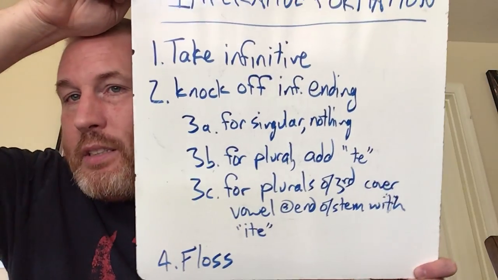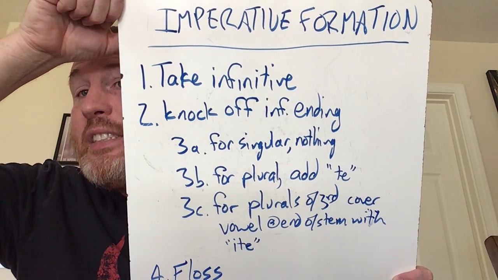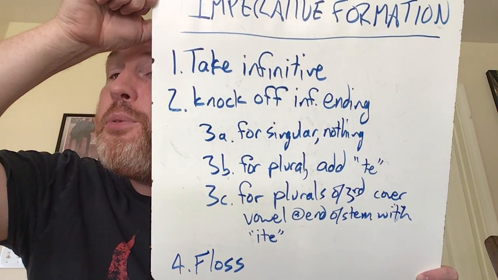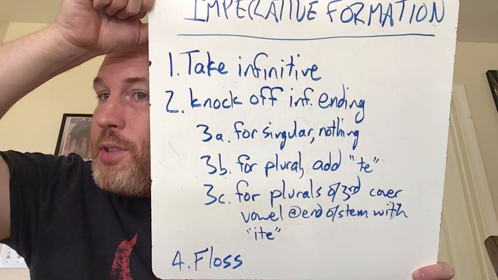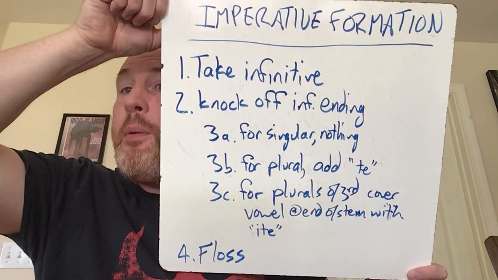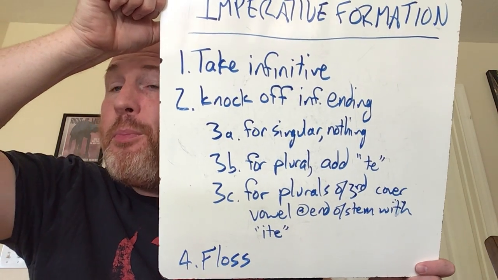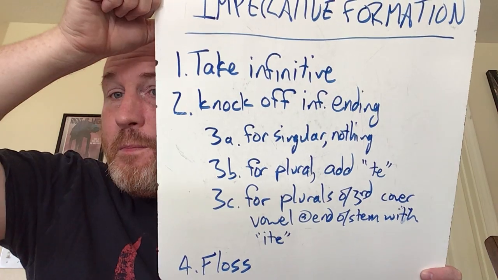The way that you do it is, here we go. Step 1, take the infinitive. Step 2, knock off the infinitive ending. Step 3, now this depends on what you want to do. Are you talking to one person? Then do 3a, okay? Leave it alone. Are you talking to more than one person? Add a te. Are you talking to more than one person and it's a third conjugation verb? In that case, replace the vowel at the end of your verb with an ite. Step 4, floss.